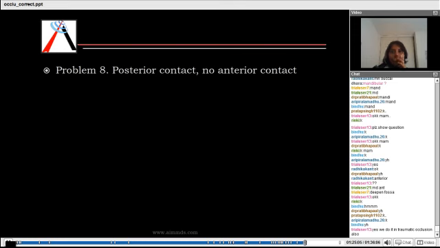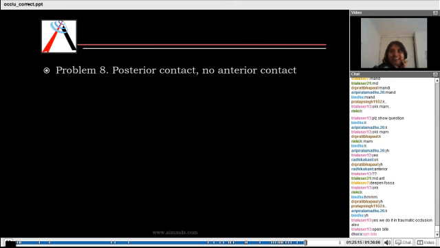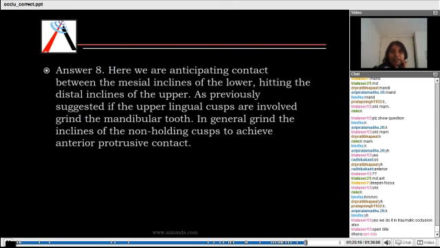Posterior contact, no anterior contact. What are you going to do? What do you mean when you have posterior contact and no anterior contact? That means it's high in? Yeah, I know it's open bite. Basically, what we are expecting here is the contact between the mesial inclines of the lower hitting the distal inclines of the upper.